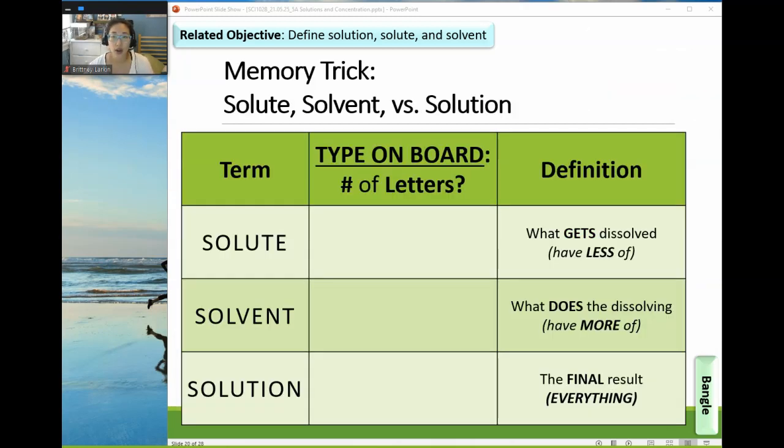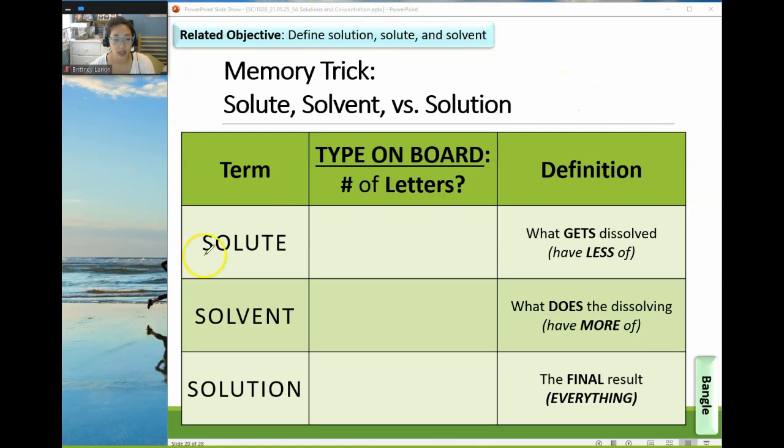All right, so now it can be a little bit tricky to remember all of these because they look very, very similar to each other, but there is actually a very easy memory trick that can help you to remember which one is which. So what I want you to do is take a look at each of these terms, solute, solvent, solution, and count up how many letters you see in each of these words. Pause the video, continue playing once you have an answer for each word, the number of letters that you see there.